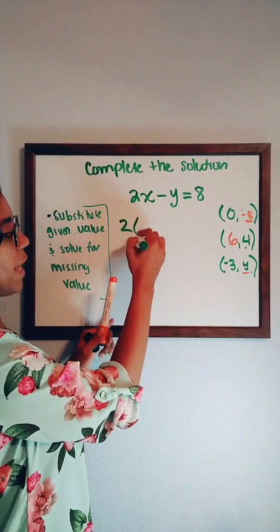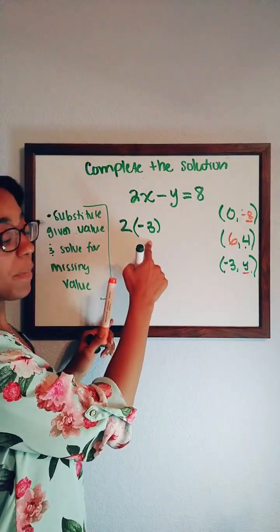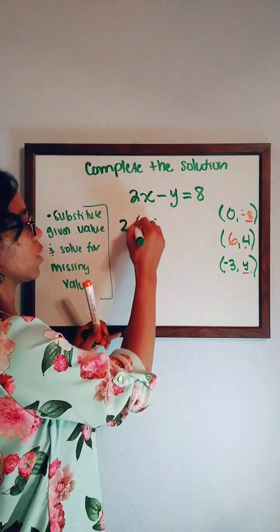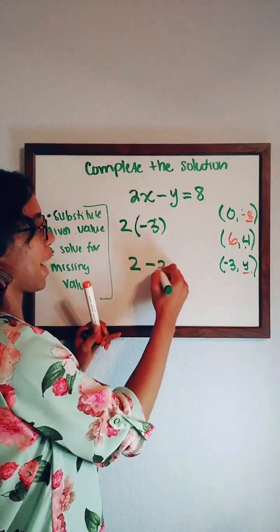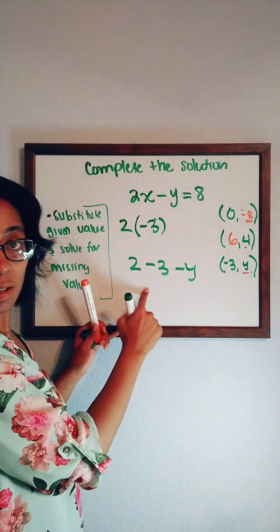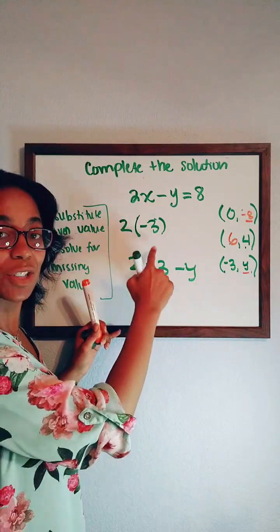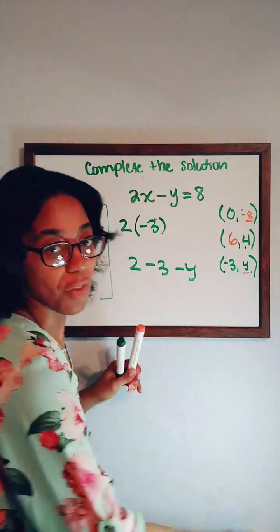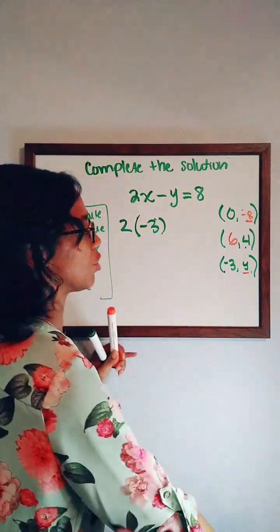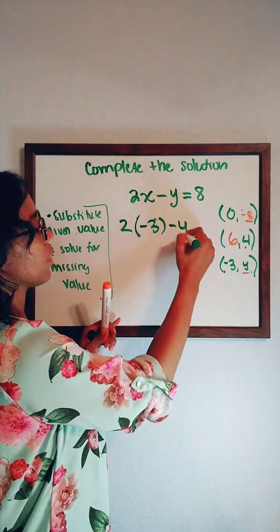Anytime you have a negative, you need to put parentheses around it, because what's the difference between this, 2 parentheses -3, and 2 minus 3 minus y? Do you see the discrepancy between here and here? If you do not put a negative number in parentheses, you're going to end up subtracting versus multiplying, okay? And we don't want that, because this says to multiply 2 times the value of x. So always use parentheses when you insert a negative number.